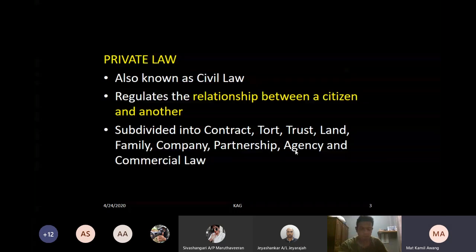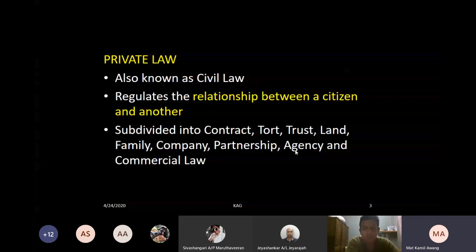So the contract law is quite relevant to the engineers. We have tort law, trust law, land law, family law. Family law is most probably related to nikah, kahwin, cerai, harta pencarian, sepencarian. And of course, the family law we have in Malaysia, we have two. One is for the Muslims, another one is for non-Muslims. For Muslims, family law falls under Undang-Undang Syariah, Sharia law.